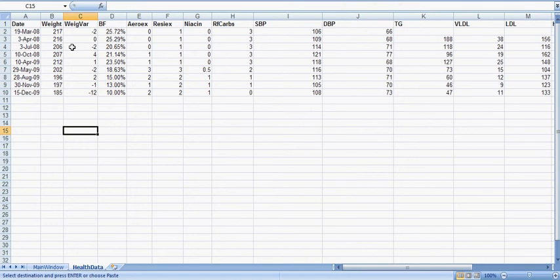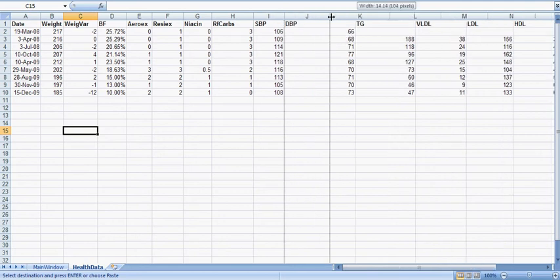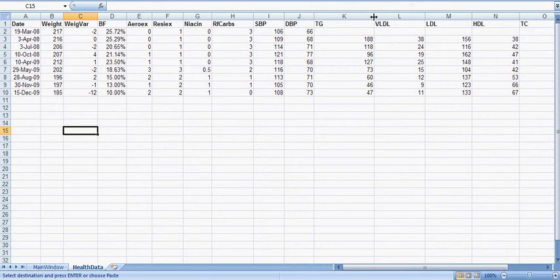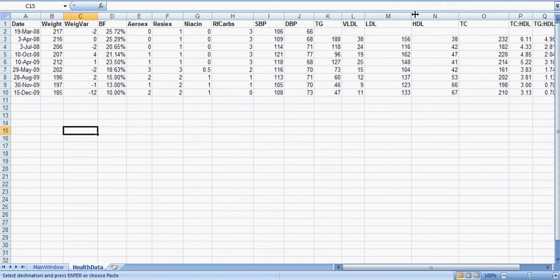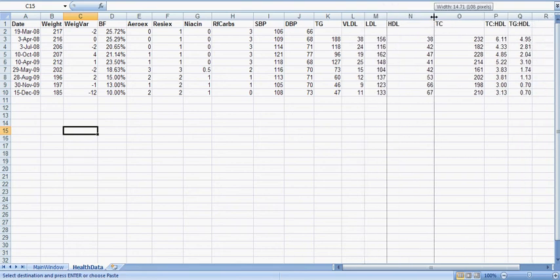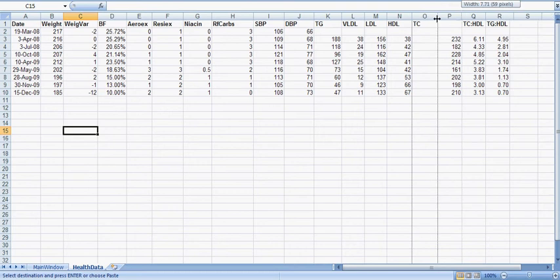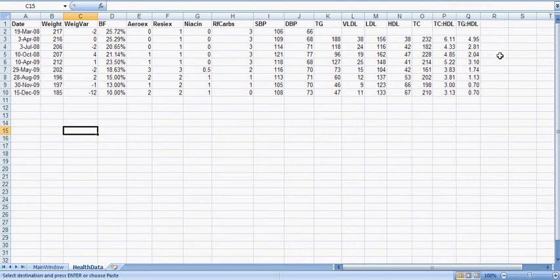So we have several independent variables here: weight variation, body fat percentage, aerobic exercise, resistance exercise, niacin intake in grams, refined carbohydrate intake, and several dependent variables: systolic blood pressure, diastolic blood pressure, triglycerides, VLDL cholesterol, LDL cholesterol, HDL cholesterol, total cholesterol, and ratios of total cholesterol divided by HDL cholesterol, as well as triglycerides by HDL cholesterol. So I have many more variables here.